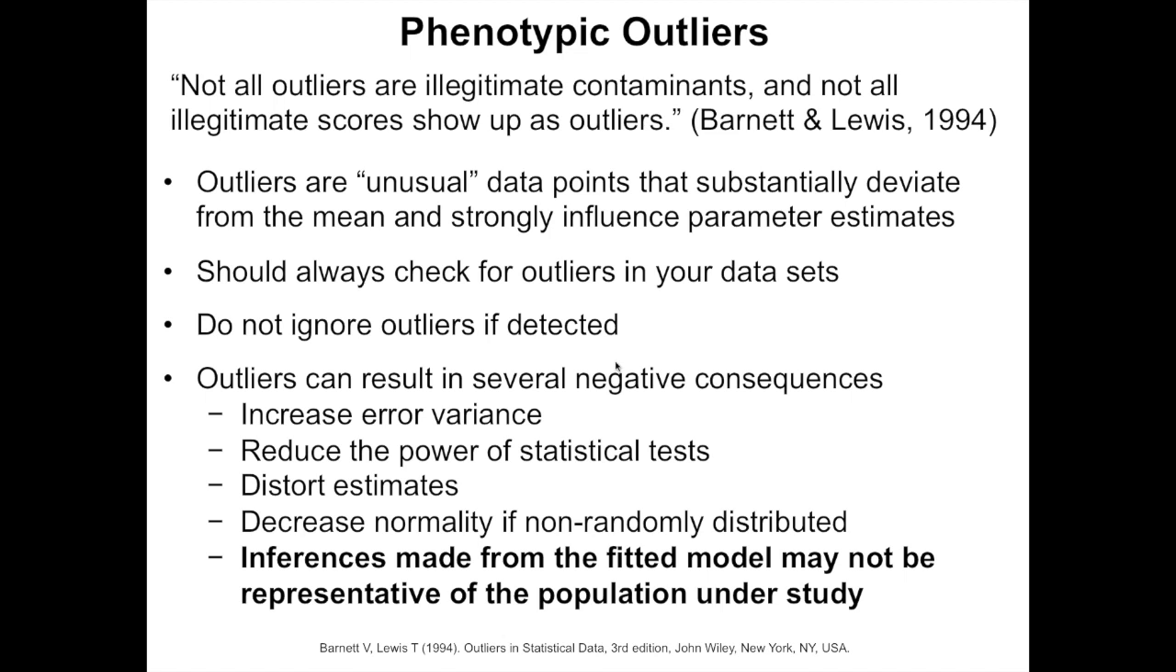If you're getting any phenotypic data sets from a collaborator or some other lab, this is one of the first things that you should do. You should always check for phenotypic outliers and then generate summary stats so you have an idea of the quality of your phenotypic data. And if there are outliers detected, do not ignore them.